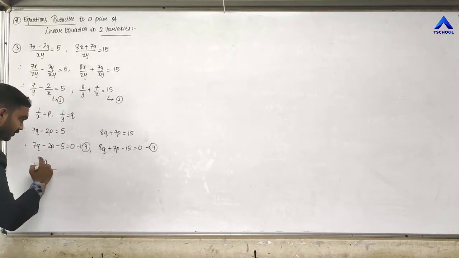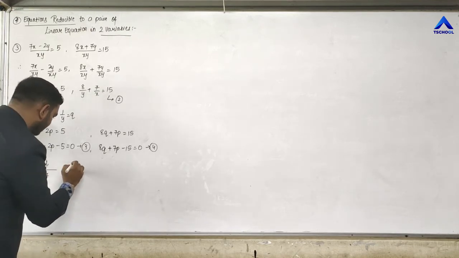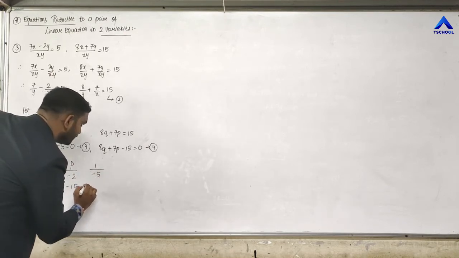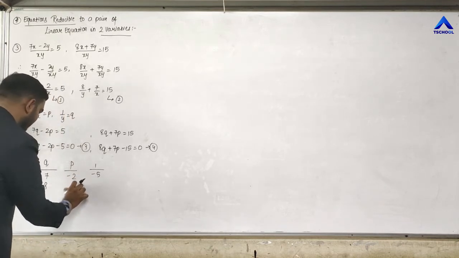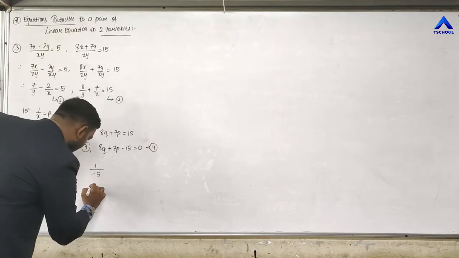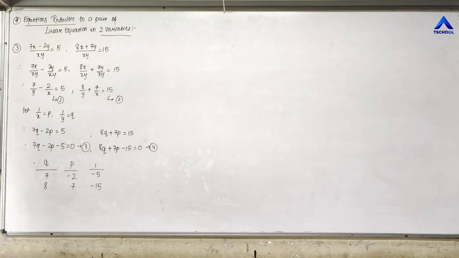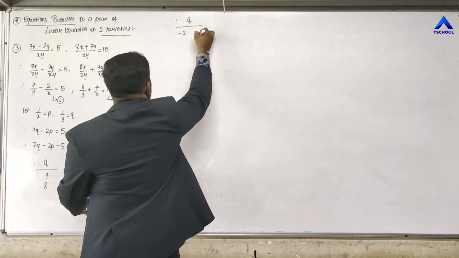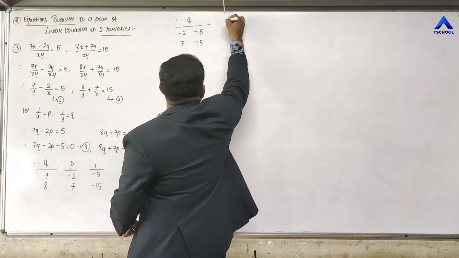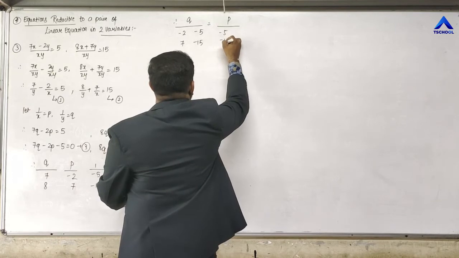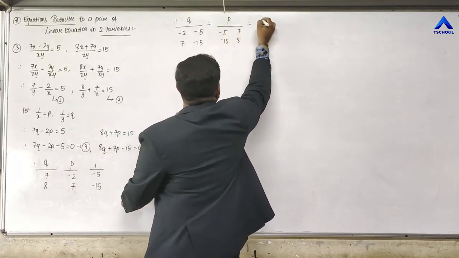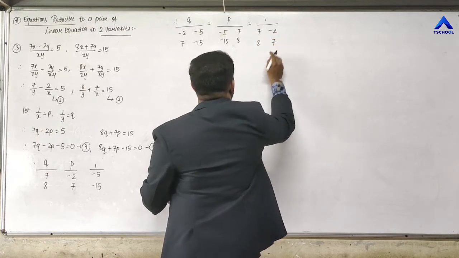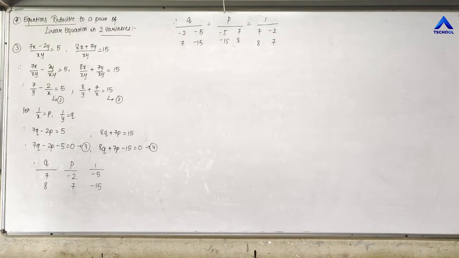Therefore q upon 7, 8, we are going to write down the coefficients of p, that is p upon minus 2, 7, and the constant terms minus 5 and minus 15. Sorry, I made a mistake again. So now we are going to write it in our form, that is q upon minus 2 minus 5, 7 minus 15 is equal to p upon minus 5 minus 15, 7, 8, and is equal to 1 upon 7 minus 2, 8, 7. So in this way we write down the coefficients.